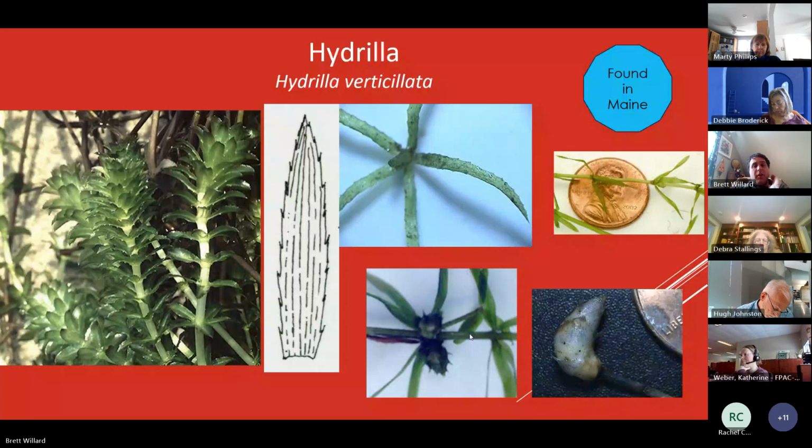Hydrilla. So hydrilla is one of the most invasive plants in the world. It is everywhere. It's native to Eurasia. It grows extremely fast. It can tolerate a wide range of habitats. It propagates by clonal expansion through turions and tubers. The photo on the bottom right shows a tuber. They're about the size of a pistachio nut. You can see one next to a penny there.